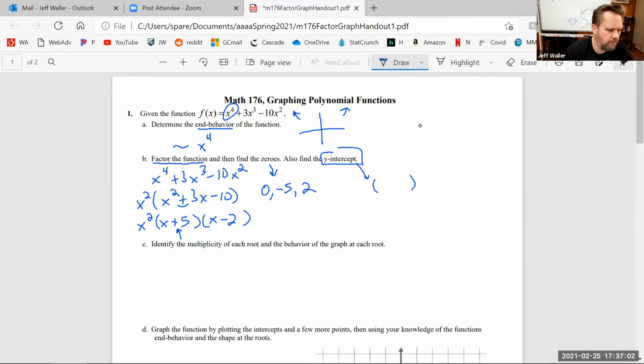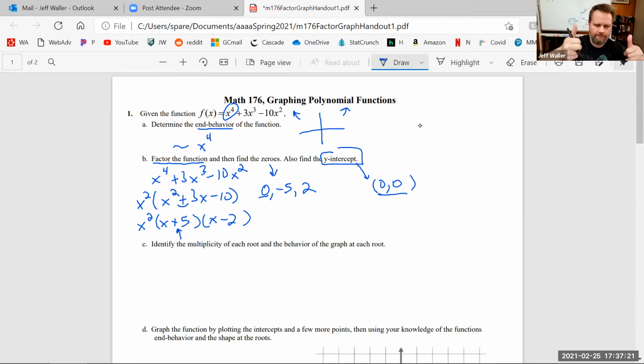Because of the x squared in the front. Yeah, if x is 0, y is 0. So 0, 0. If one intercept is 0, 0, then the y-intercept is 0, 0. I have no idea if you guys are with me or not. If an x-intercept is 0, 0, that's got to also be the y-intercept.